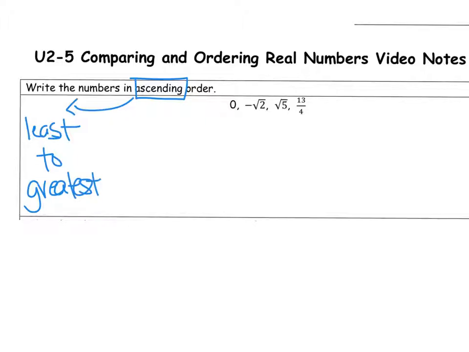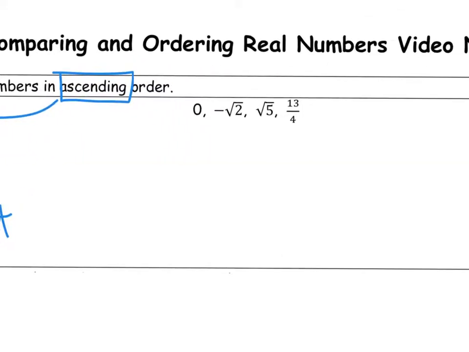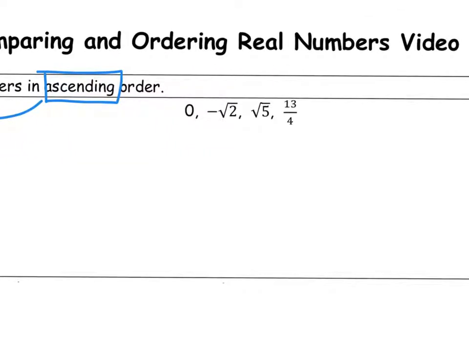So since all of these numbers are in different forms, 0 is in decimal form, negative square root of 2, square root of 5 are in radical form, and 13 over 4 is in fraction form, we need to change these all to decimals so that we can compare them. So we're not going to do anything to 0 because 0 is just 0, so we're going to leave 0 alone.